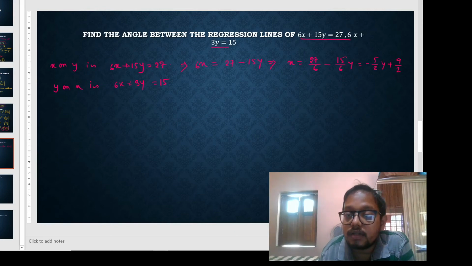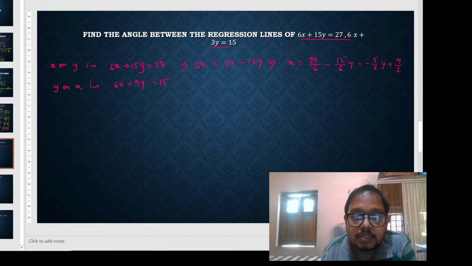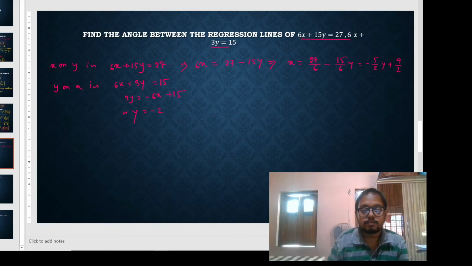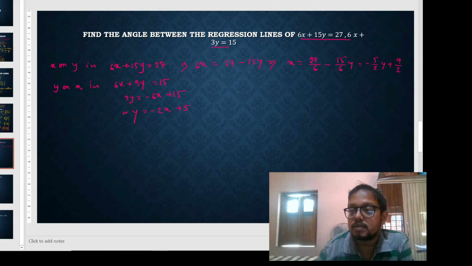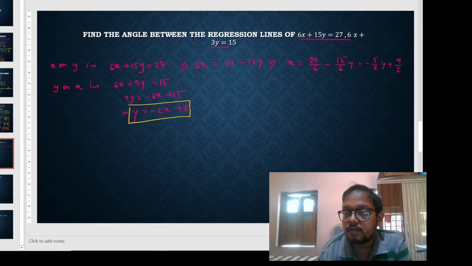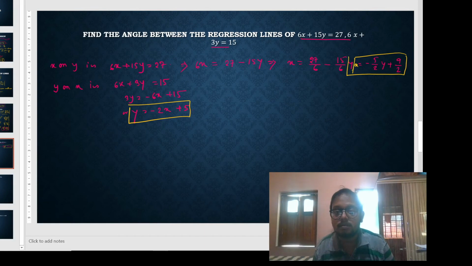So this is the regression line of x on y. And y on x is 6x plus 3y is equal to 15. So we can write 3y is equal to minus 6x plus 15, or y is equal to minus 2x plus 5. So these are the regression lines: y is equal to minus 2x plus 5, and x is equal to minus 5 by 2 y plus 9 by 2.